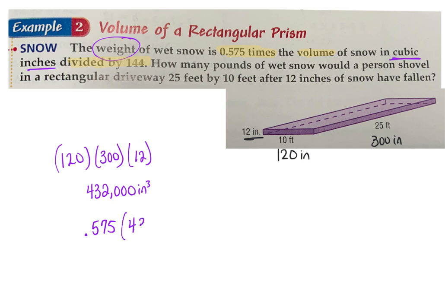times the volume divided by 144. And when we do that, the weight is 1,725 pounds. That's a lot of snow.